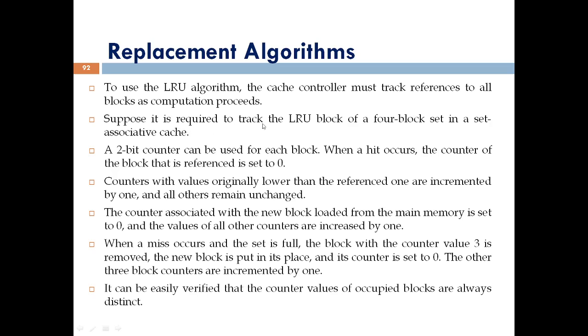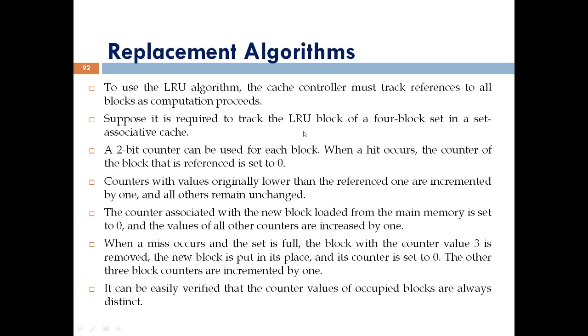Suppose it is required to track the LRU block of a 4-block set in a set associative cache. A 2-bit counter can be used for each block. A 2-bit counter means a 2-bit value, so we can form 4 different values from 2 bits: 00 represents 0, 01 represents 1, 10 represents 2, and 11 represents 3. So we can have 4 different values from a 2-bit counter.